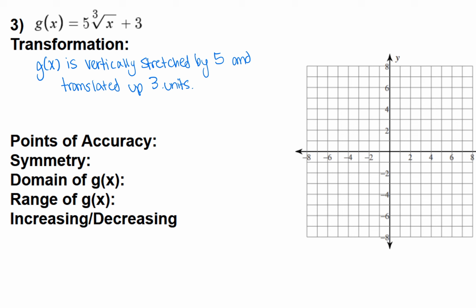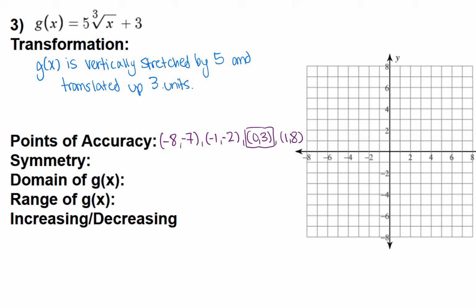Points. We have a point of accuracy located at -8, comma -7. We have another point of accuracy located at -1, comma -2. We have another point of accuracy located at 0, comma 3, and this is the point of inflection. Go ahead and box that in. And 1, comma 8. From there, we're going to plot the points. Now, this one can be a little bit tricky.